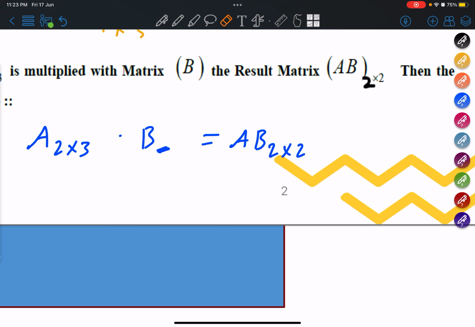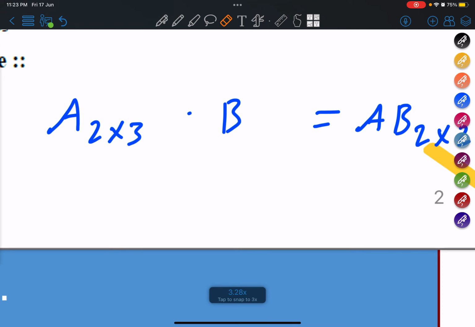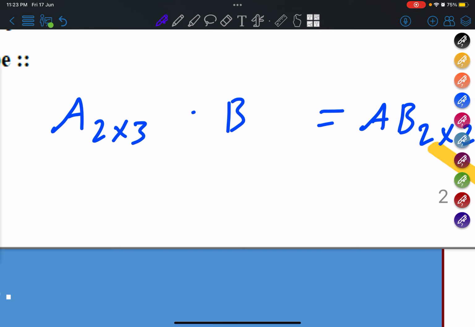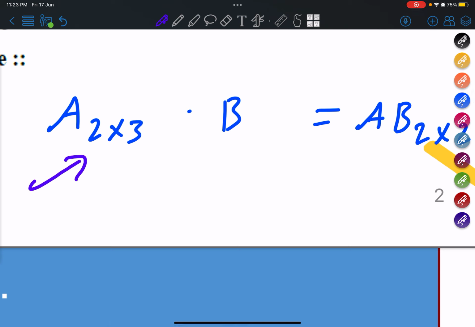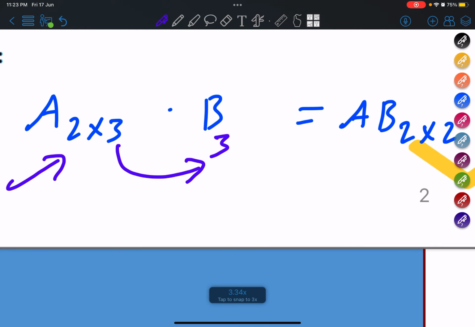Well, in order to solve this question, we first have to know that when we multiply two matrices, the first matrix's number of columns should match the second matrix's number of rows. So what does this mean? It means that the first number must be a 3, because these two should equal each other. Cross.